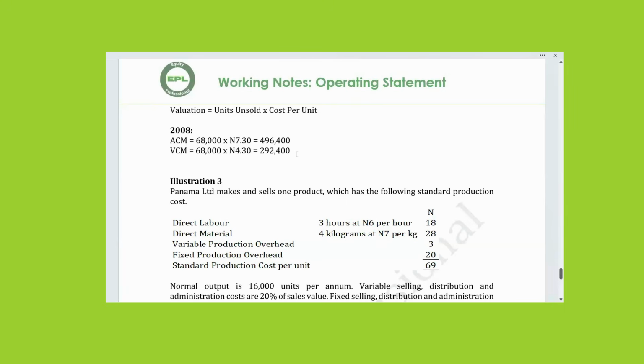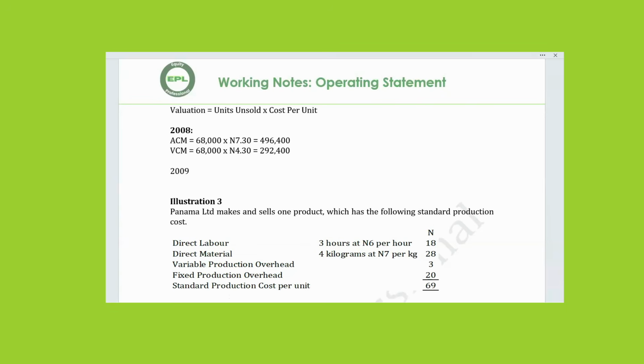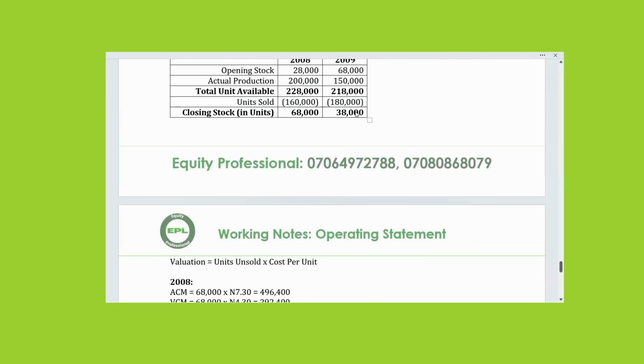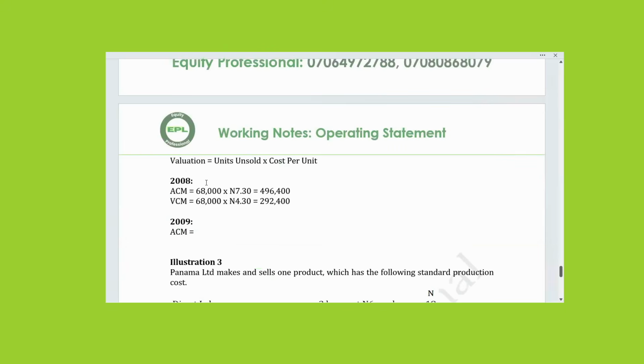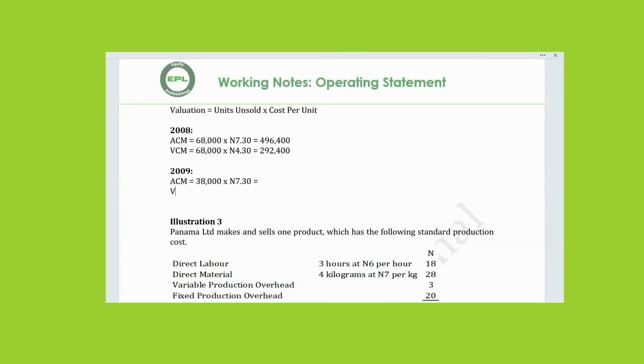All right, so that's it. So we are done with 2008. Let's just do 2009 so that we know that we have completed our workings for closing stock. In 2009, under ACM, how many units were unsold? In 2009, 38,000 units were unsold. Therefore, 38,000 units multiplied by 7 naira 30 kobo. What do you have there, Festus? 277,400.